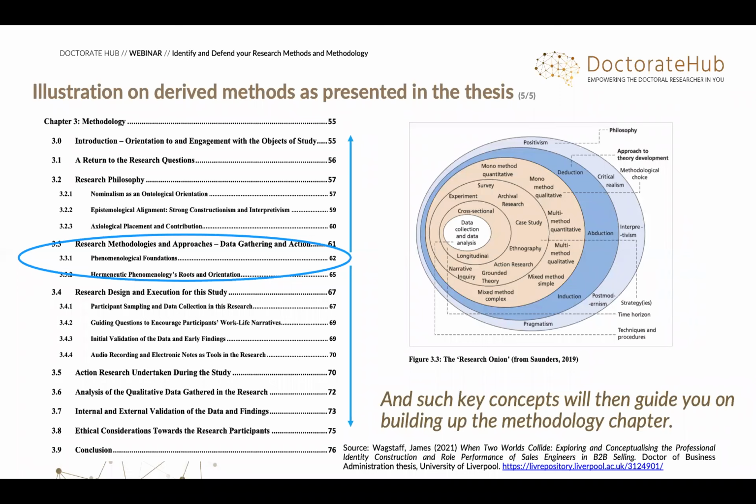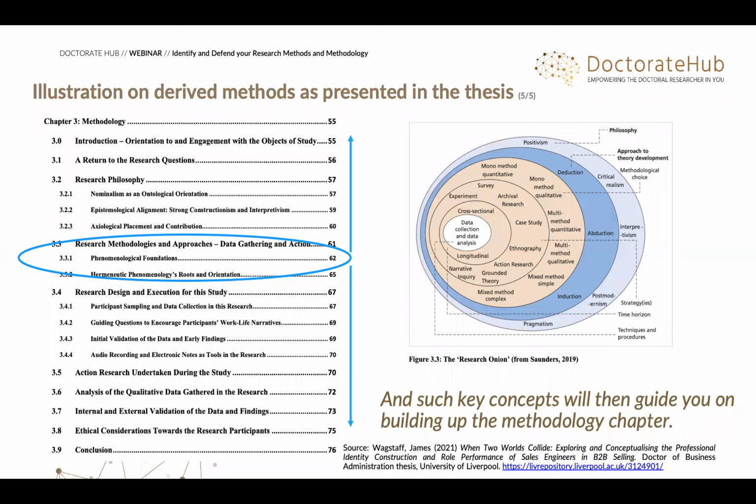In figure 3.3 on the right side, you see a standard way to build up your methodology chapter, working from the philosophy on the right side to the middle of the circle, where it's about data collection and data analysis. Now, this is by the book. Research is often not done by the book.